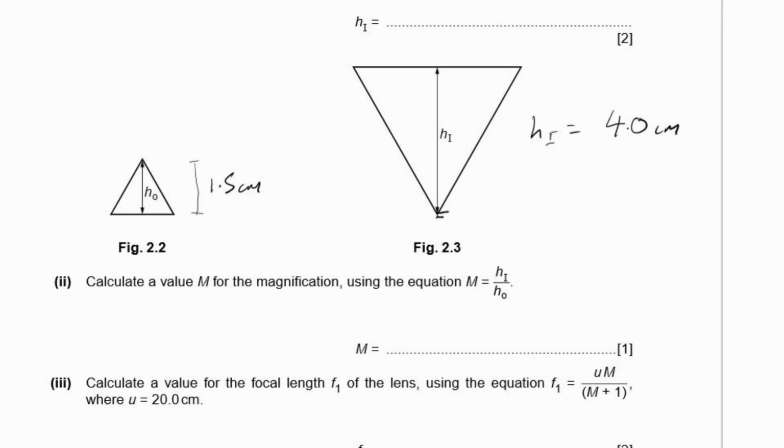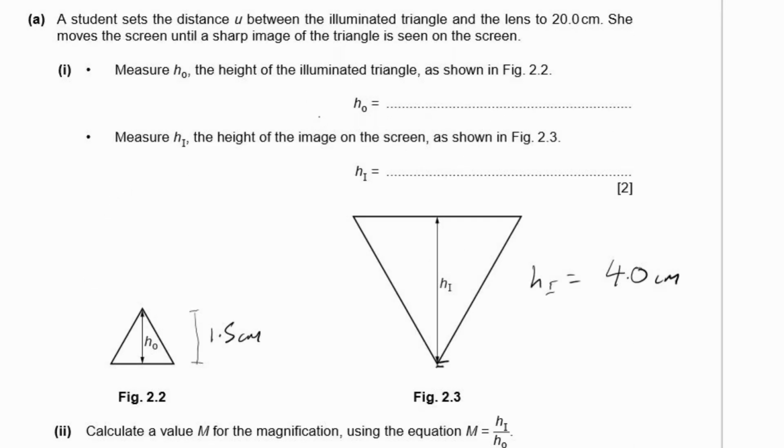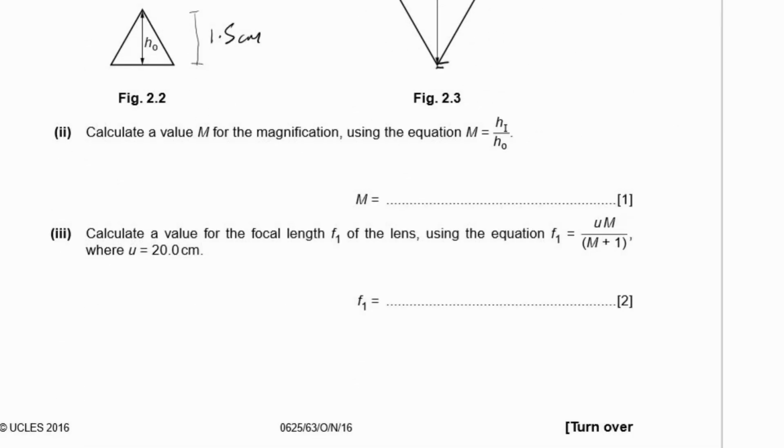Alright, so let's put those measurements down. And make sure that little decimal point there is nice and visible, and make sure that you've got your units in as well. Very important to remember those. 2. Calculate a value m for the magnification using the equation m equals hi divided by h0, the image height divided by the original object height. Okay, well, nice and straightforward. 1.5 divided by 4.0.